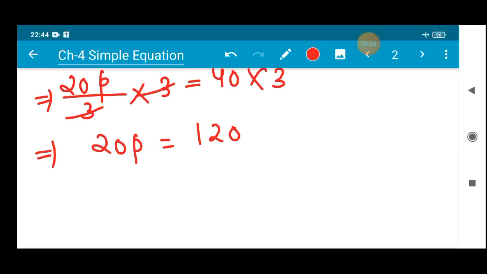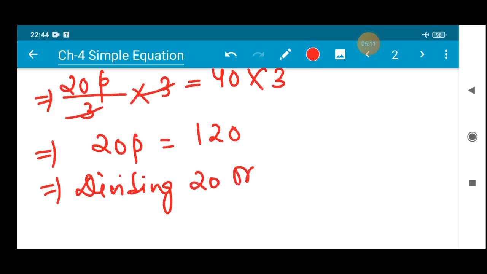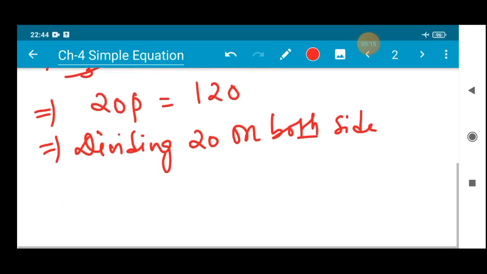Again, the variable is not alone, it is with the coefficient 20, so it is multiplied with p, right? So I will be dividing. What number should I divide by? 20. So dividing 20 on both sides. So if I divide this 20 on both sides, what will I get? Just have a look.